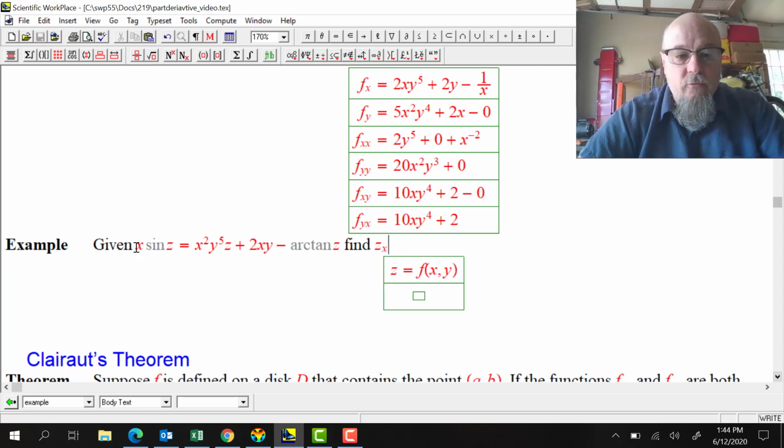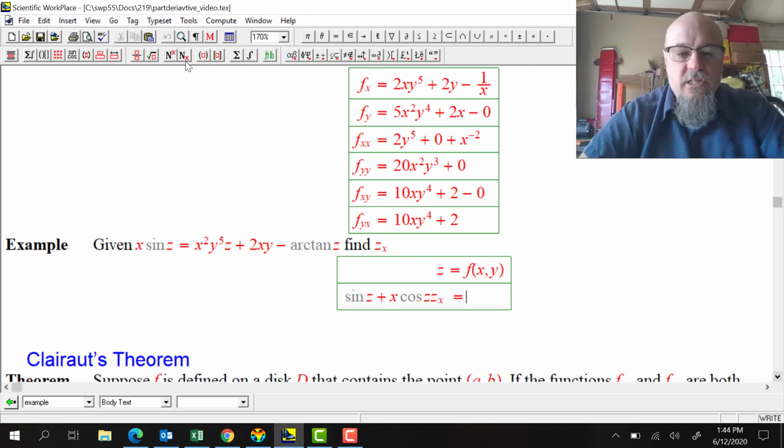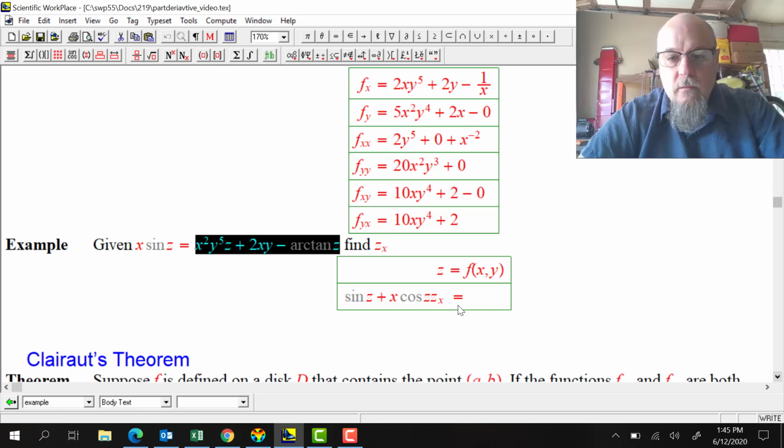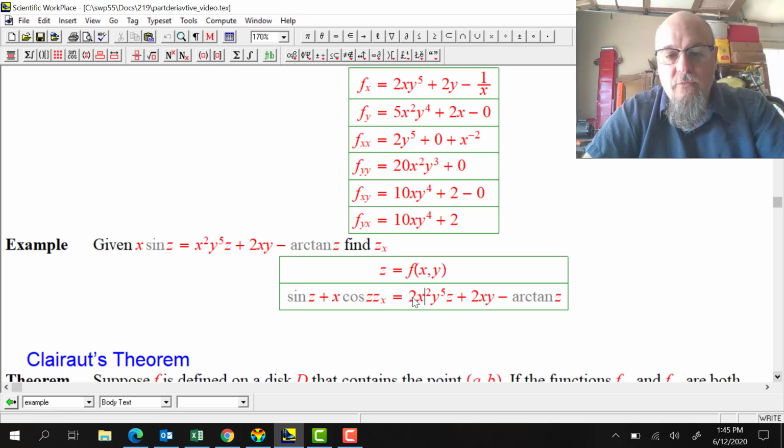All right, product rule. X times sine z. Derivative of the first, 1, times leave the second alone, plus leave the first alone. Now I'm differentiating sine z. That's cosine z times the derivative of what's inside. What's the derivative of z with respect to x? That's my z sub x. So now I've differentiated this left-hand side. Let's differentiate this side with respect to x. So y is a constant. So here it's just going to be the 2 comes down.